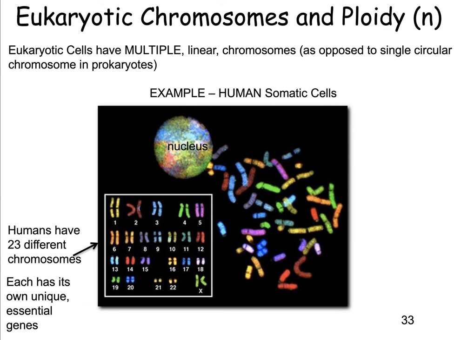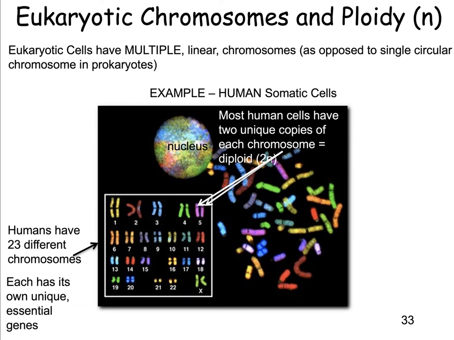And then for each chromosome, human cells have 2 unique copies of each of those chromosomes. Okay, so this is what makes those somatic cells diploid. There are 2 copies of each chromosome. For example, on chromosome number 5, you'll have 2 copies of that chromosome. And on that chromosome, let's say you have a gene for hair color.